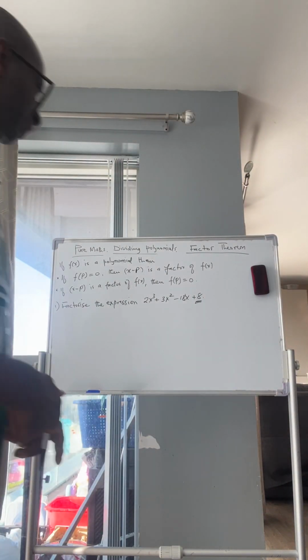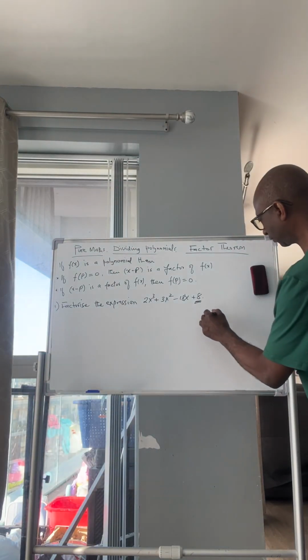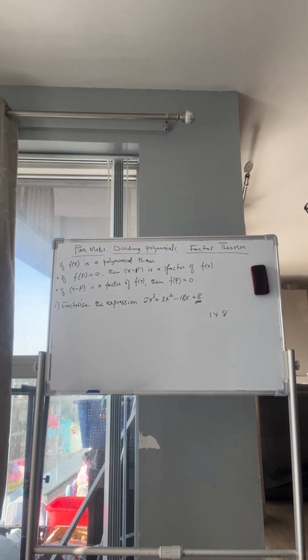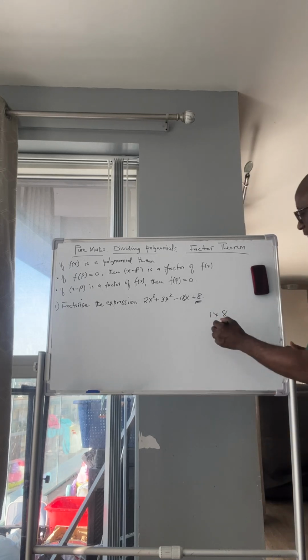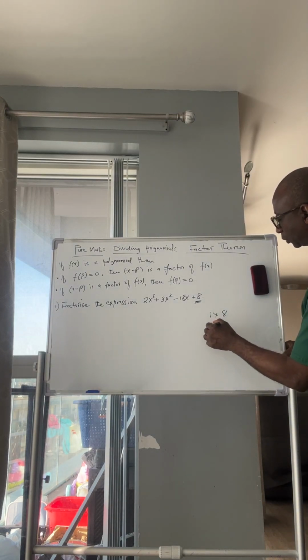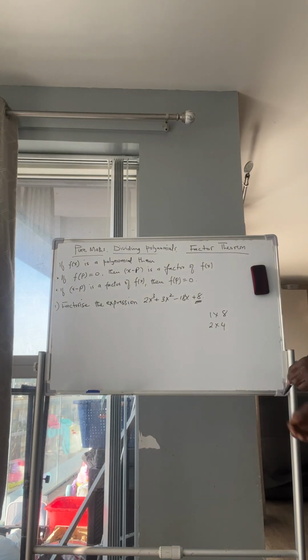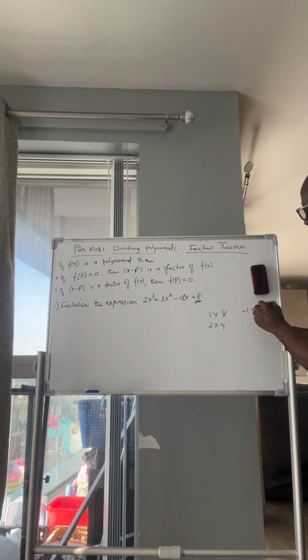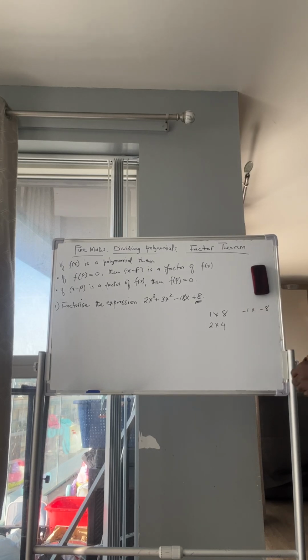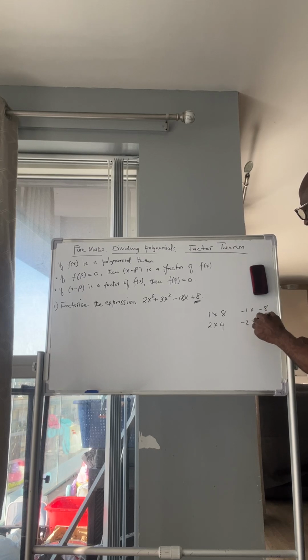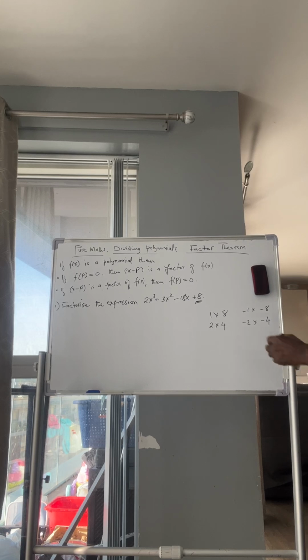What are the factors of 8? You have 1 times 8. This can give you 8. You have 2 times 4. This can give you 8 as well. You can also have minus 1 times minus 8. This can give you 8. And minus 2 times minus 4. This can give you 8 as well. So these are the factors of 8: 1, 8, 2, 4, minus 1, minus 8, minus 2, minus 4.